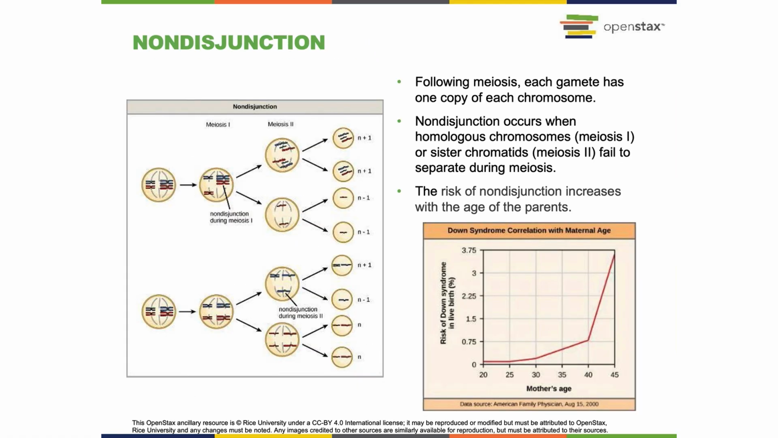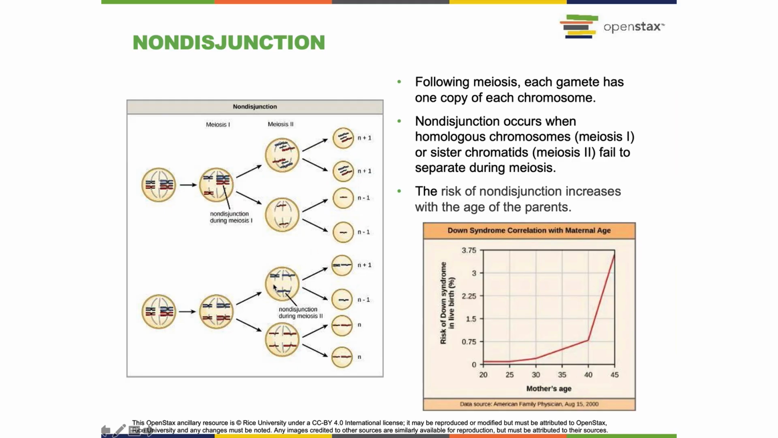Non-disjunction is very common. Here's what happens. Here's the tetrad, and instead of separating like this, these went the same direction. And so now when we go through meiosis 2, we're going to get an extra copy of the long chromosome in these 2 gametes, and we're missing a copy in these 2 gametes.